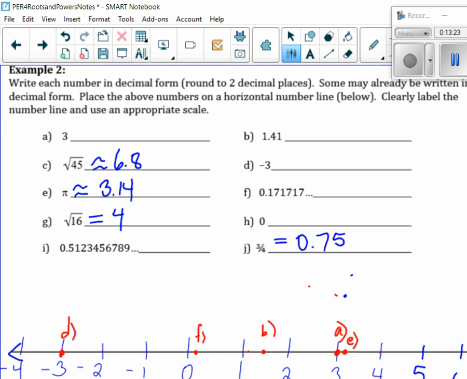G is 4. H is 0. I is 0.5. And 0.75. What the heck? I put that in the wrong spot. Try that again. 0.5. There we go. And then 0.75 would be J. Yes? Is that what you got?